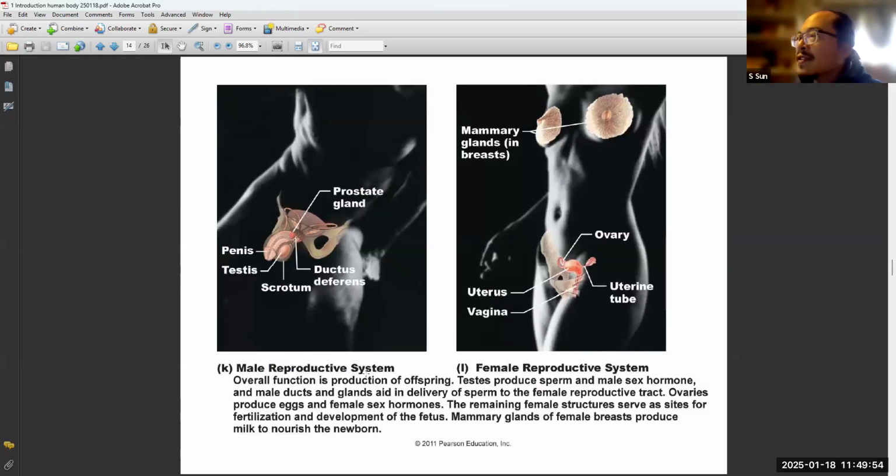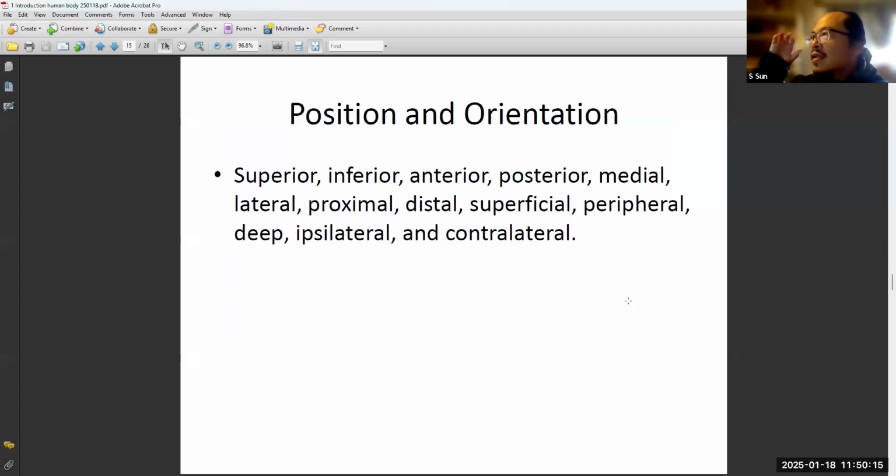We also have a reproductive system. The male produces sperm, and the female produces oocytes, and the female is also the place of fetal development in the uterus. So that's the reproductive system. That's our body overall, with different structures and different organ systems. And how do we study it? We will look into each organ system. But before we jump into those organ systems, let's understand some terminology.